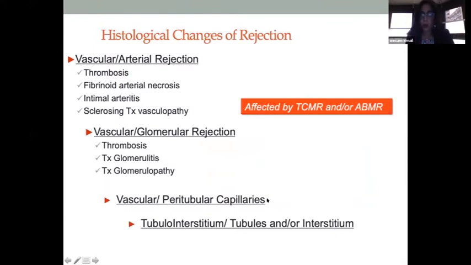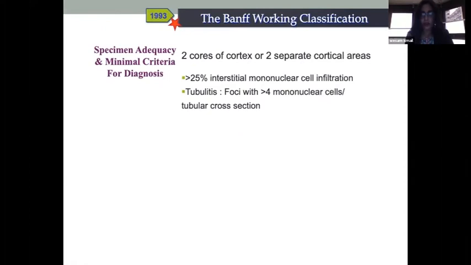Rejection affects all the compartments of the kidney, and all the compartments of the kidney can be affected by either T-cell mediated or antibody-mediated rejection. So there is no differential selection in relation to anatomy. Any compartment of the kidney can reject by either of these 2 mechanisms. Yes, some mechanisms would favor one compartment over the other, but at the end of the day, anatomy has little role in relation to the mechanism.